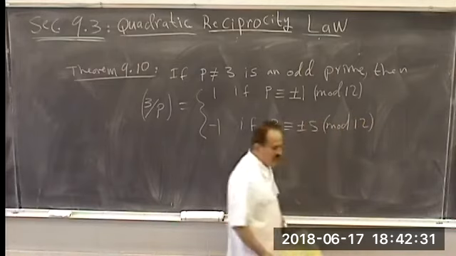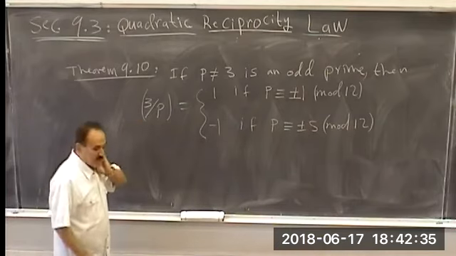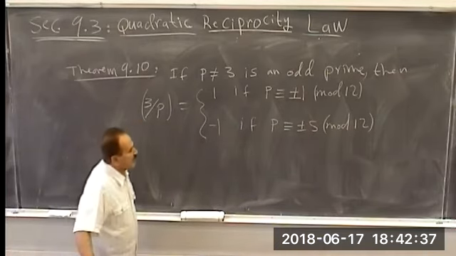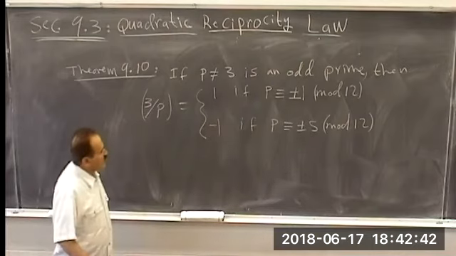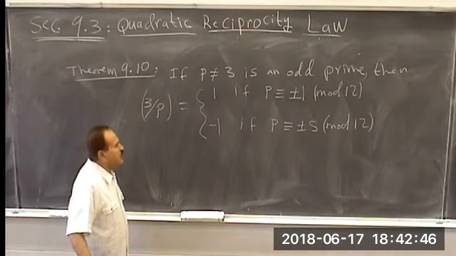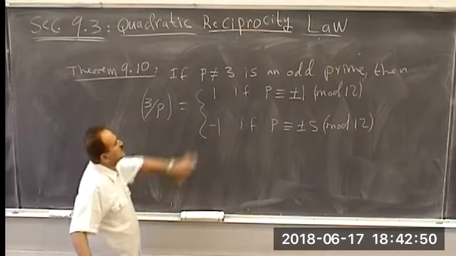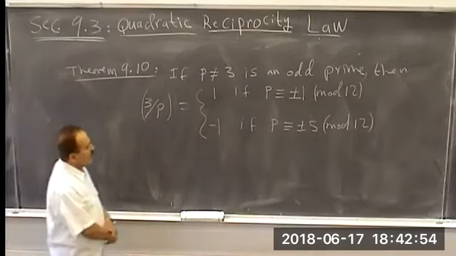All other numbers mod 12 are not going to be primes. Only these, all right? In other words, if p is congruent to 2 or 3 or 4, all of these are not primes. Okay, so these are the only mod 12 primes. All right.